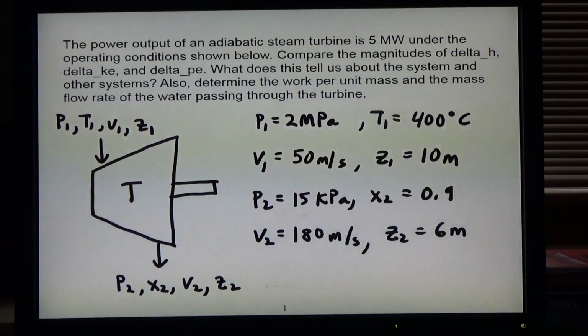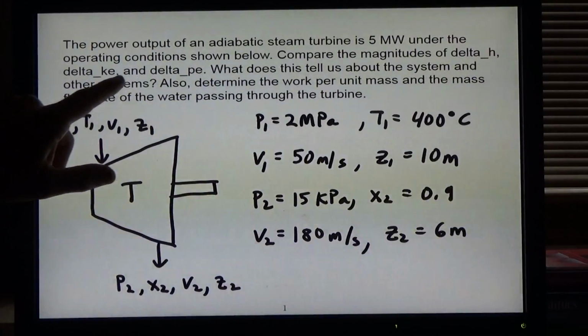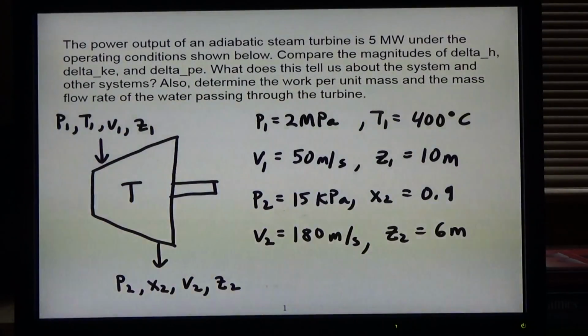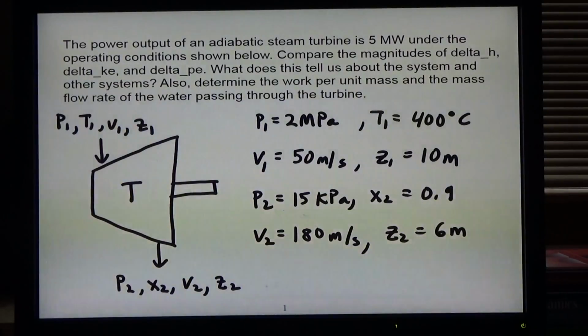We're going to calculate the magnitudes of delta H, delta KE, and delta PE, and see how those magnitudes compare to each other. In this example, we'll be able to see clearly why we typically ignore kinetic energy and potential energy for devices like a turbine and a compressor and several other of the devices that we've talked about in Chapter 4. Okay, let me start off.